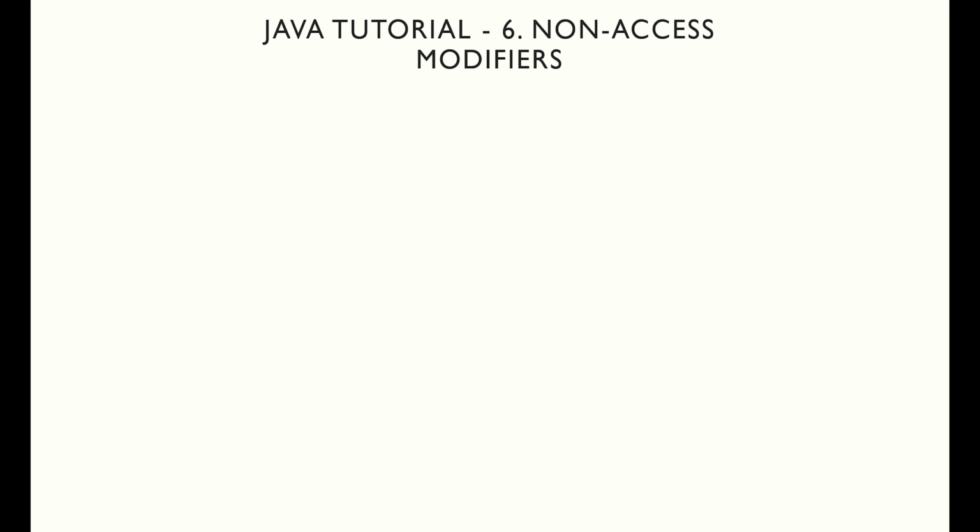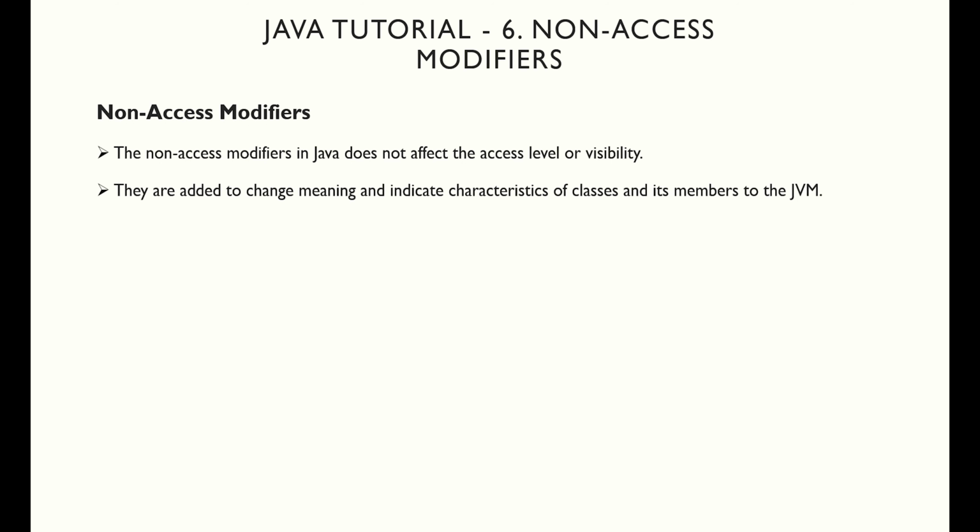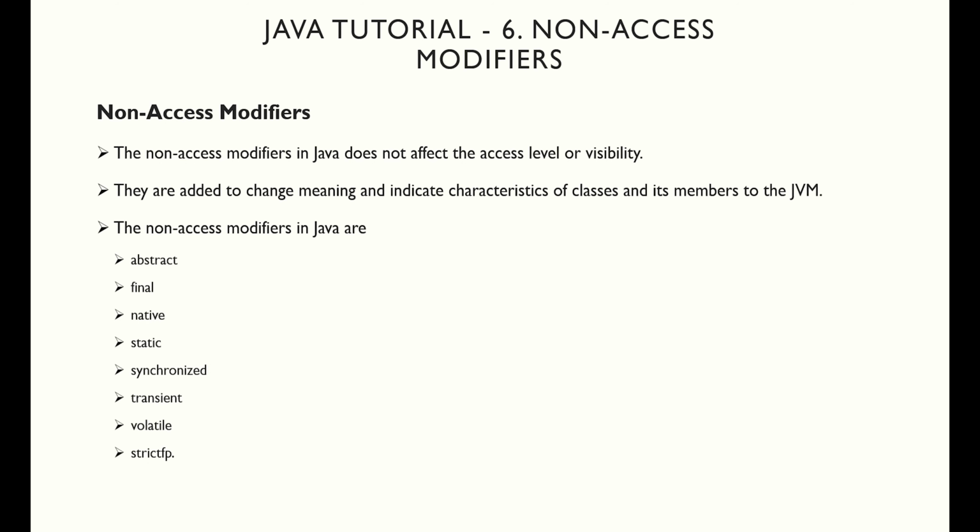What are non-access modifiers in Java? The non-access modifiers in Java do not affect the access level or visibility of classes, methods, variables, and constructors. They are added to change meaning and serve a different purpose. They indicate characteristics of classes and their members to the JVM. The non-access modifiers in Java are abstract, final, native, static, synchronized, transient, volatile, and strictfp.